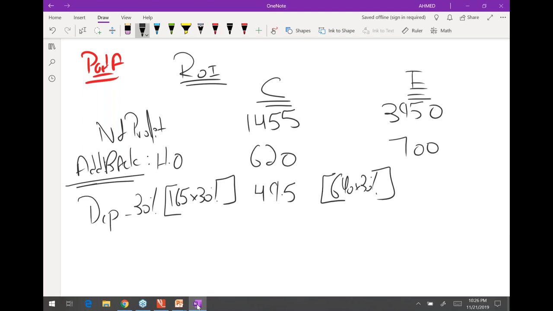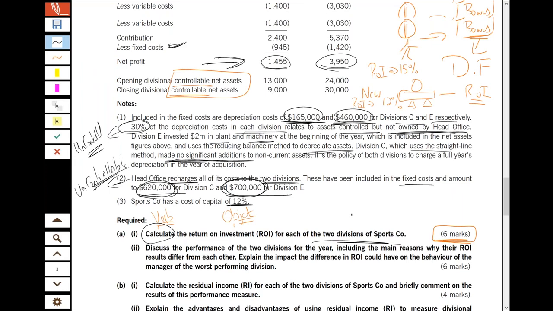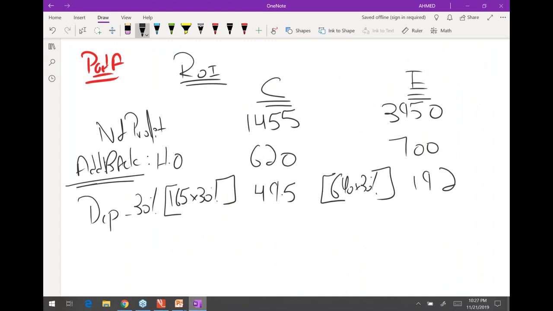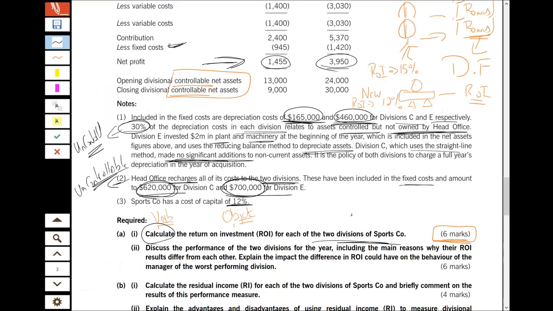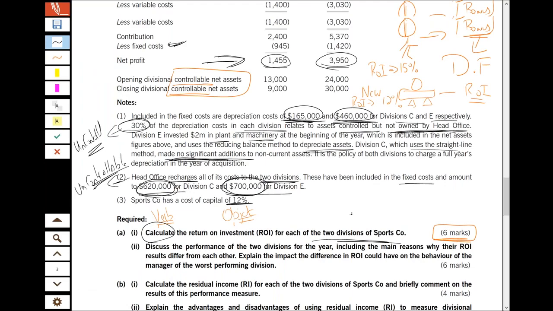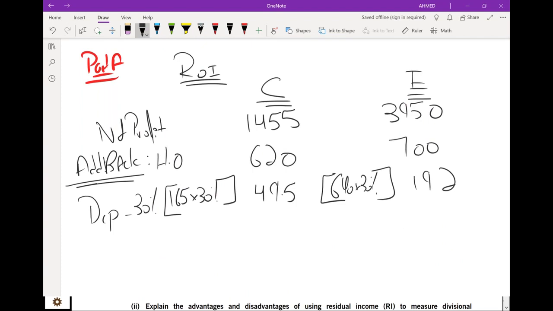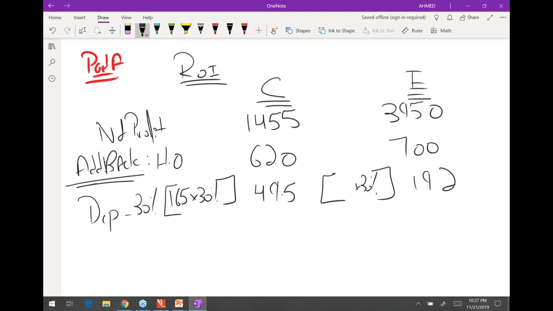True? No. I think it's a different amount. It's 460. Sorry, pardon. It's 460. And that amount becomes how much? 138. This is a very good question. I'll discuss the entire marking scheme that the examiner uses. So it's 460, and that becomes 138.